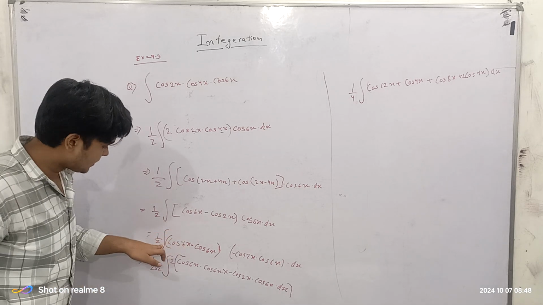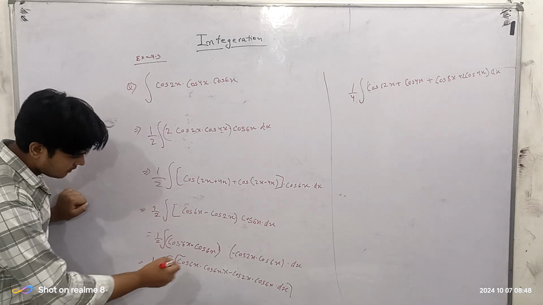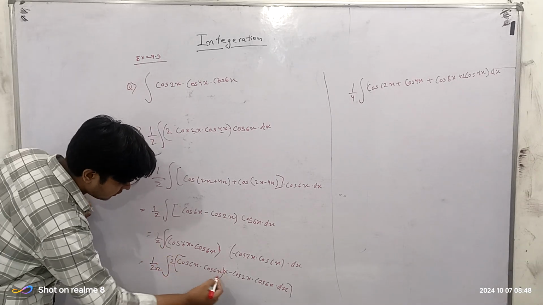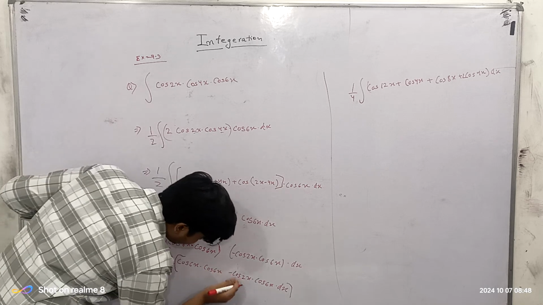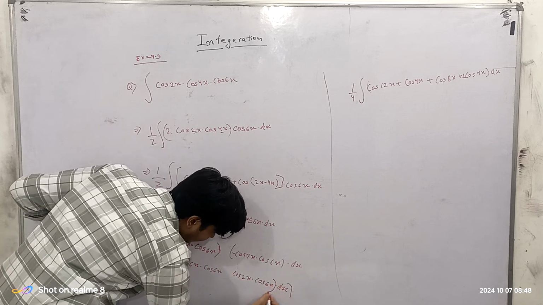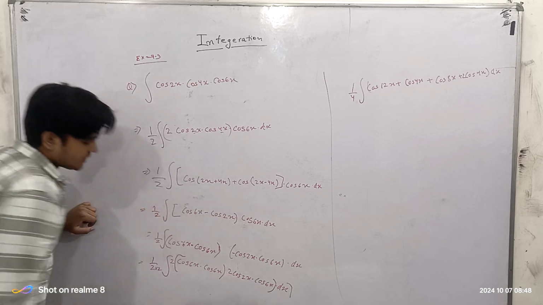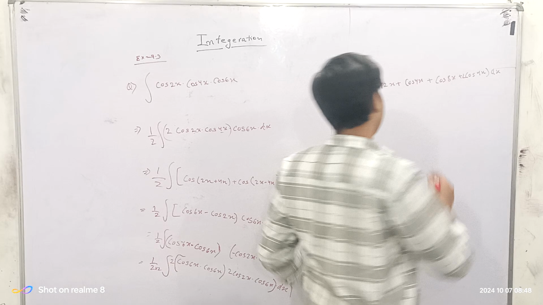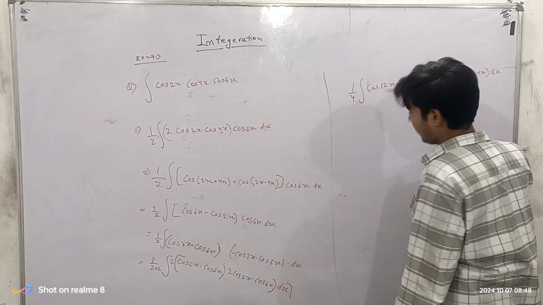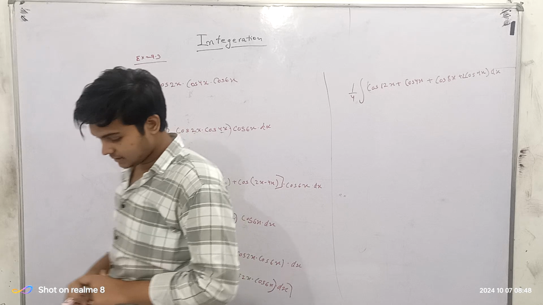Now here 2 is multiplied on both, so 2 will be multiplied on the whole. 2 cos A into cos B: 2 cos 2x into cos 6x, cos(A+B) is 6 plus 6, 12, plus cos 4x. Here will be cos 8x plus 2 cos 4x dx. Now we will simplify it.